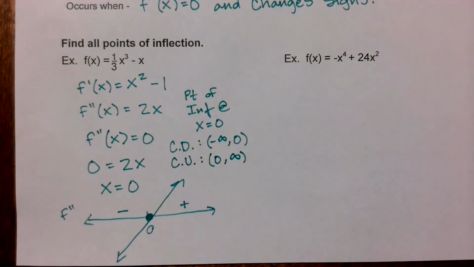And I'm not going to include 0 because that's my point of inflection, so that's really where it changes. Just like if I'm talking increasing or decreasing, we don't include the minimum or the maximum, because it is changing from increasing to decreasing or vice versa. So this is where it changes concavity.